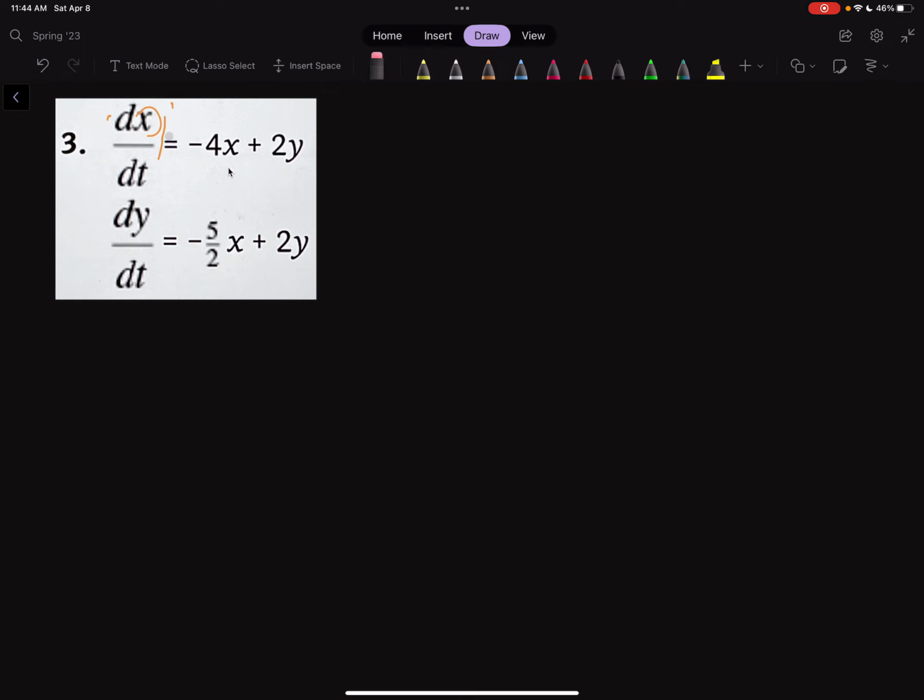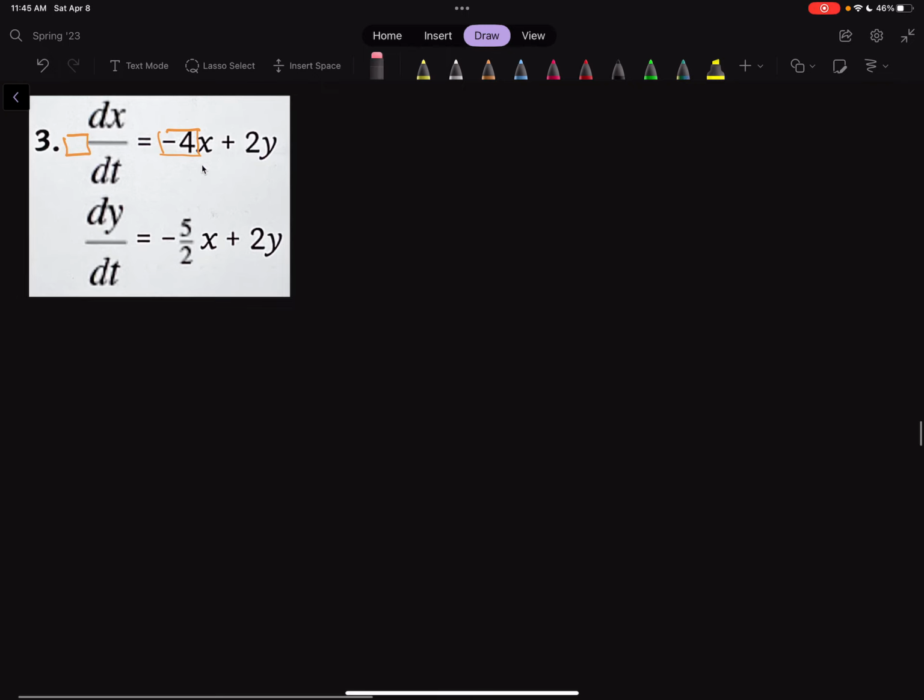Now the second criterion is that the coefficients of the dependent variable have to be at most functions of t, the independent variable. In this case, it's not even with respect to t. It's just a constant. And so that gives me confidence that this is a linear first order system of differential equations. But I have to check this one too.